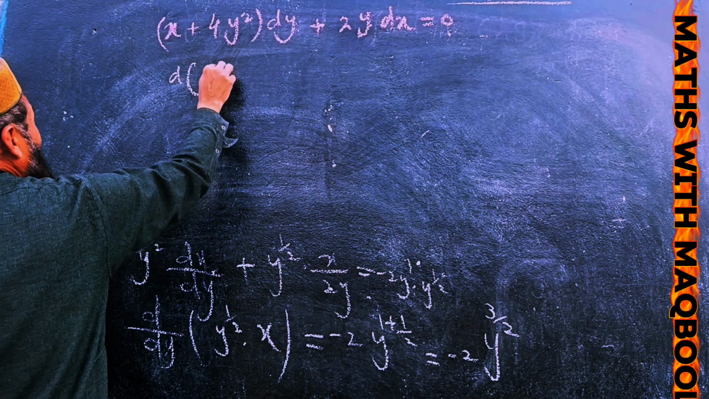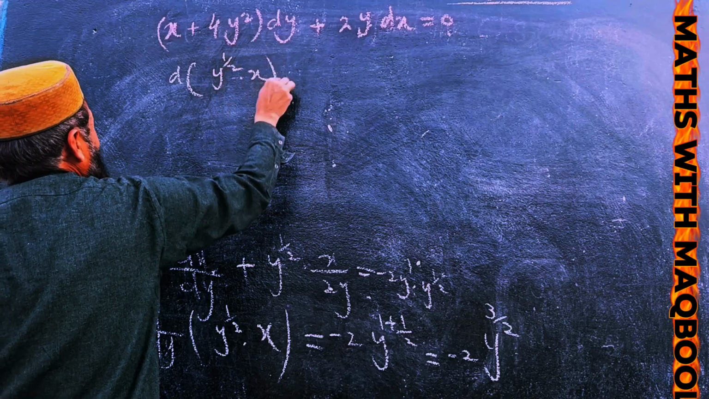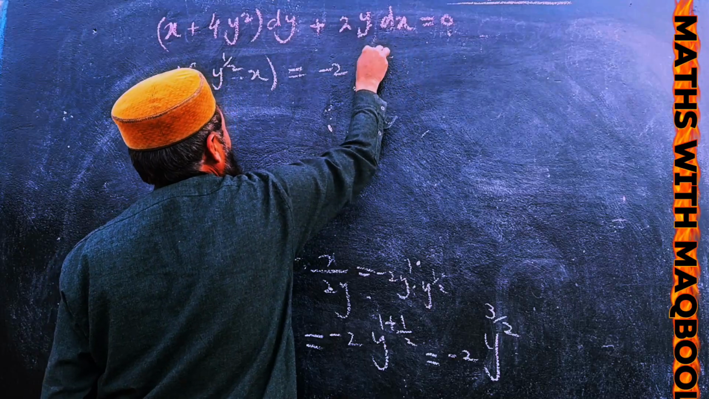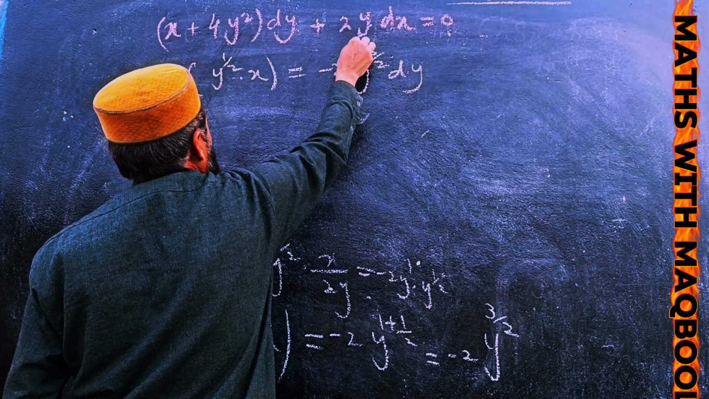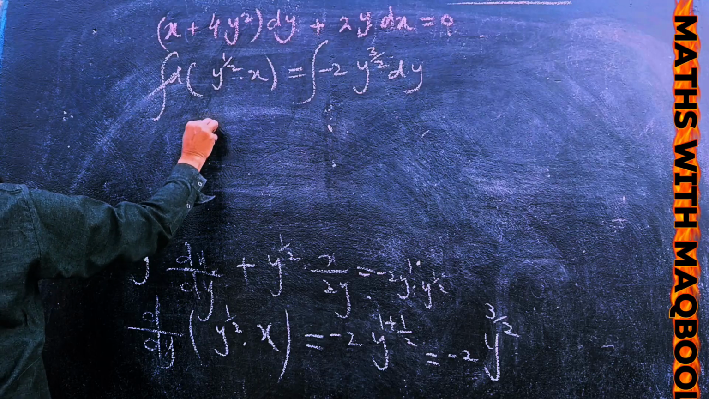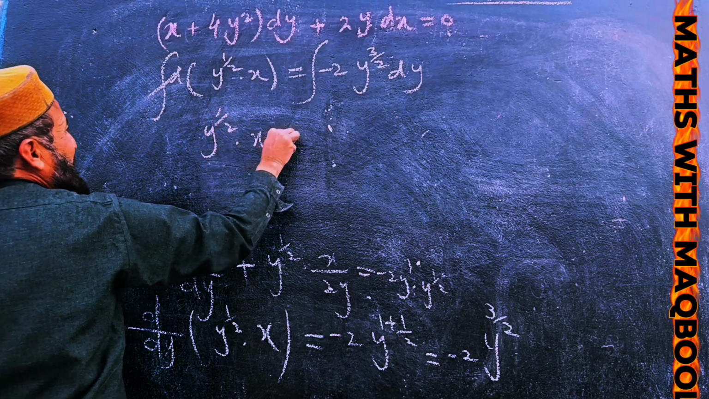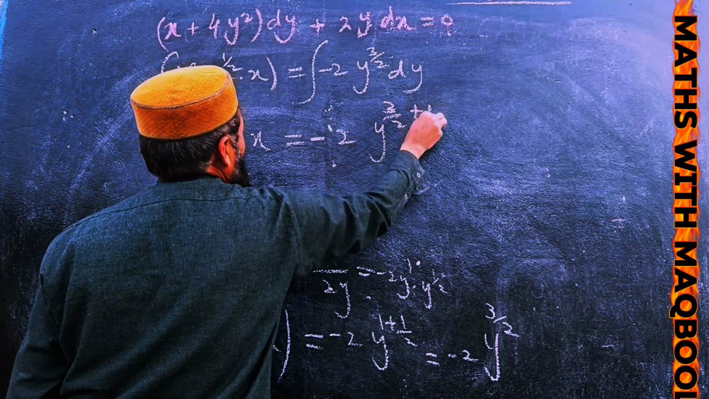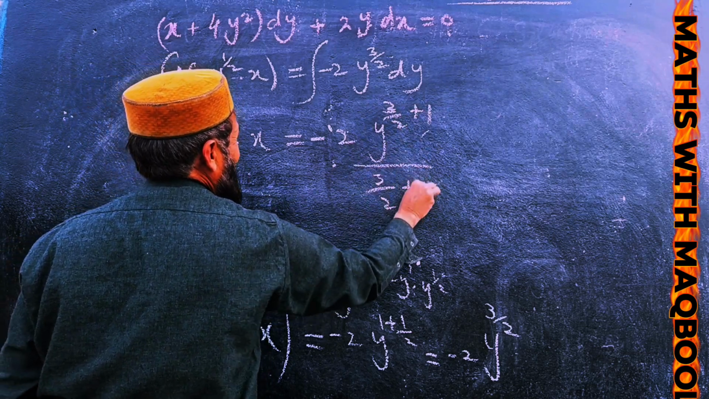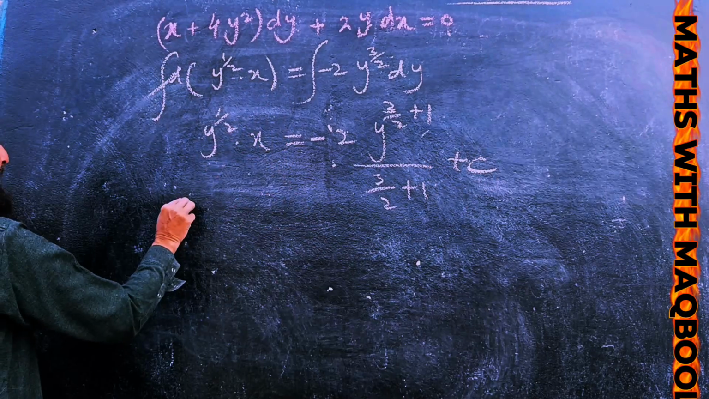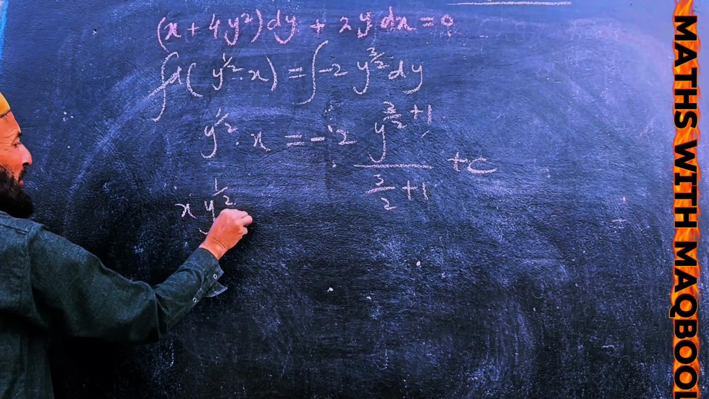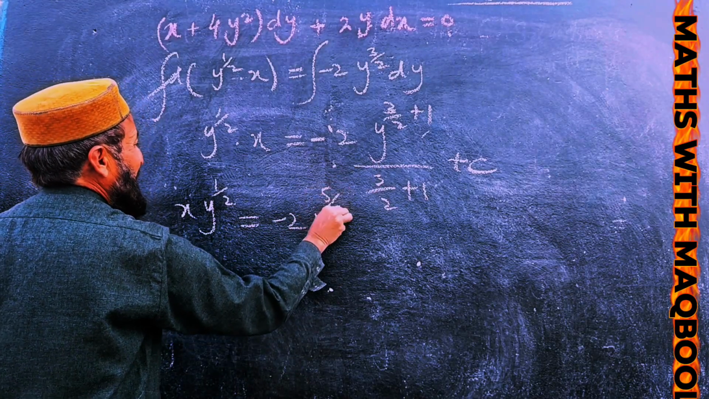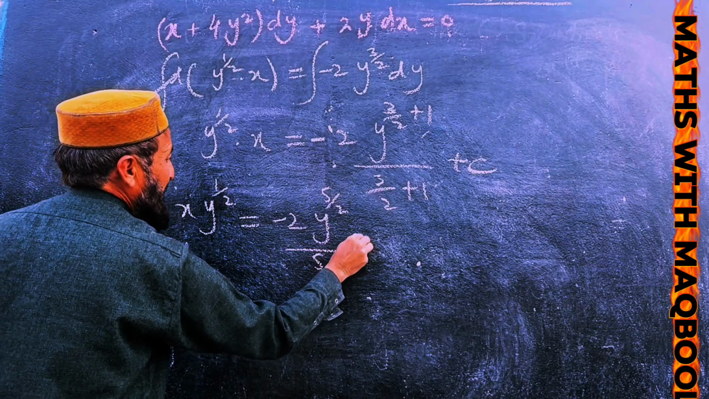d by dy of y to the power 1 by 2 into x is equal to minus 2y to the power 3 by 2, and taking integration on both sides, so this will be cancelled. y to the power 1 by 2 into x is equal to minus 2 y to the power 3 by 2 plus 1. We are using the power rule, 3 by 2 plus 1, plus c. By this result, x y to the power 1 by 2 is equal to minus 2, and we take the LCM here 5 by 2, and here is also 5 over 2, plus c.